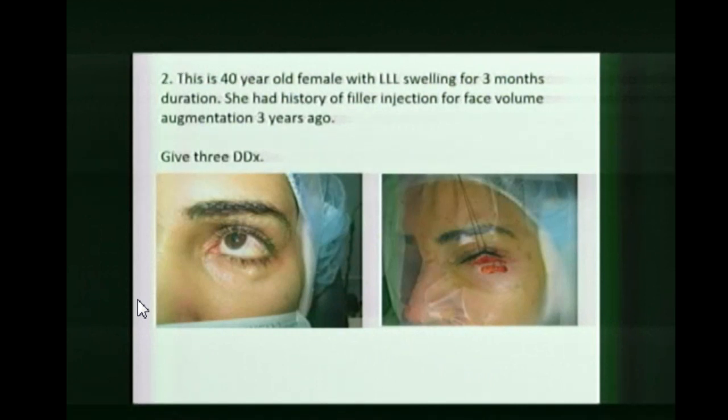It can be chalazion, that's good. You mean migrated filler? Okay, migrated filler second.